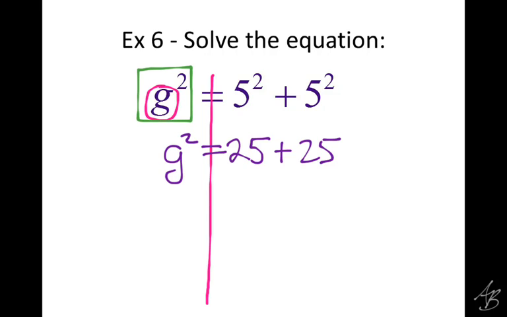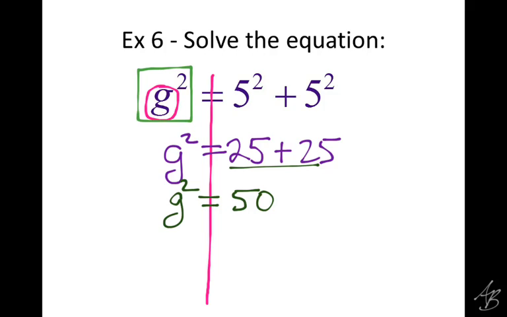Now, once I do that, I still can't take the square root of the right side yet because it's 2 terms. So what could I do to make it one term? Emily? Yeah, we can just add them together, right? How about we just do 25 plus 25? What do we get? 50, right? So we can just combine these because they're like terms, and what we get then is g squared equals 50.